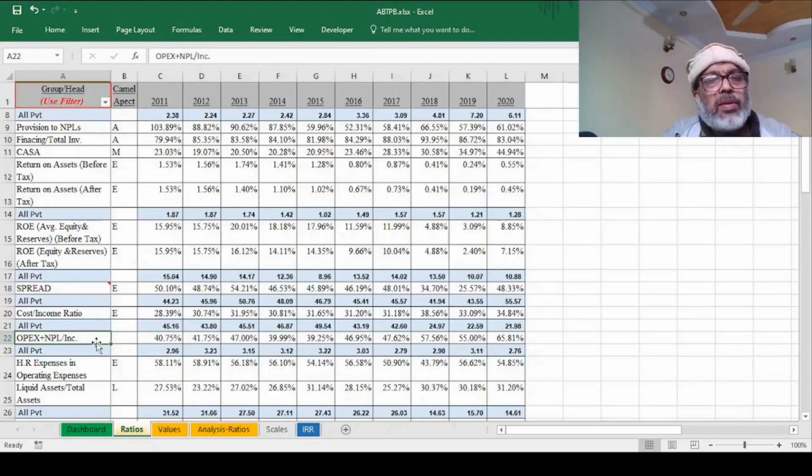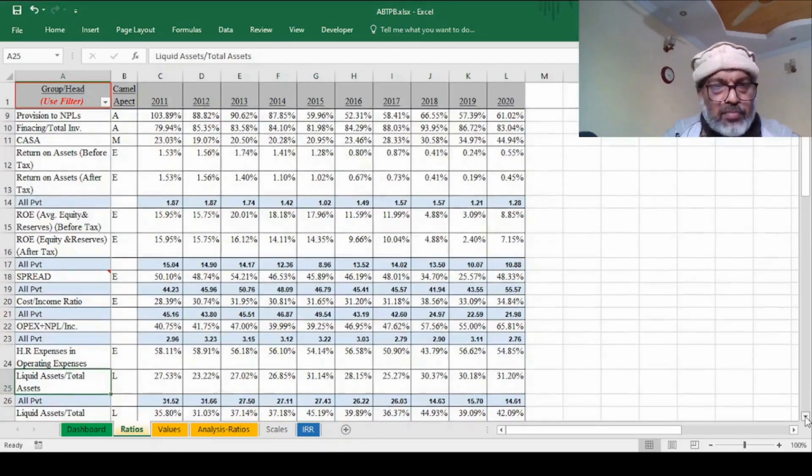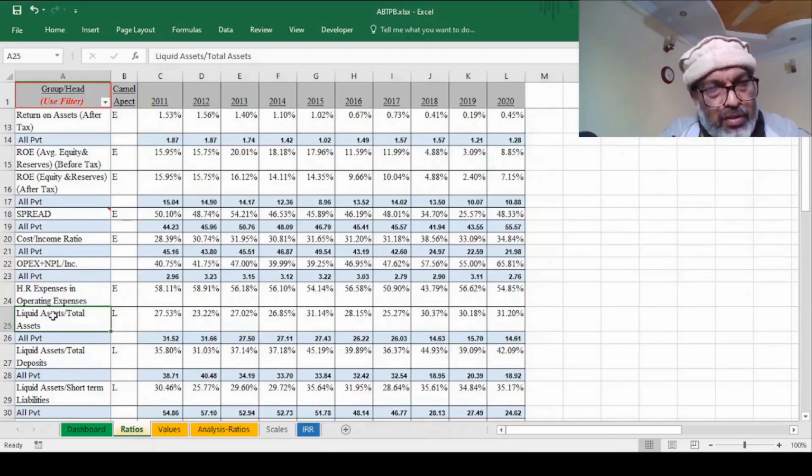And operating expenses plus non-performing loan ratio to the income, and HR expenses to the operating expenses, liquid assets to the total assets. Liquid assets are the marketable securities and cash in bank, with cash in bank held by this bank. And total assets are the marketable securities, cash, plus the loans given to the borrowers. And likewise, there are other ratios.